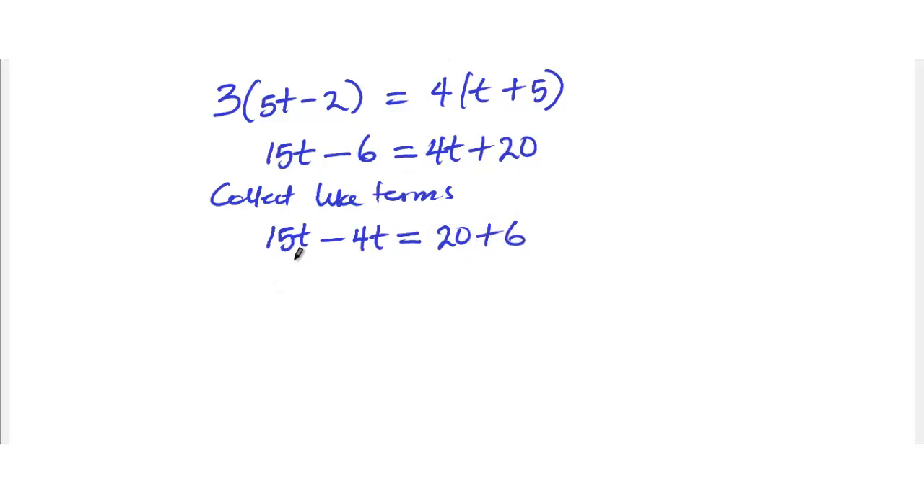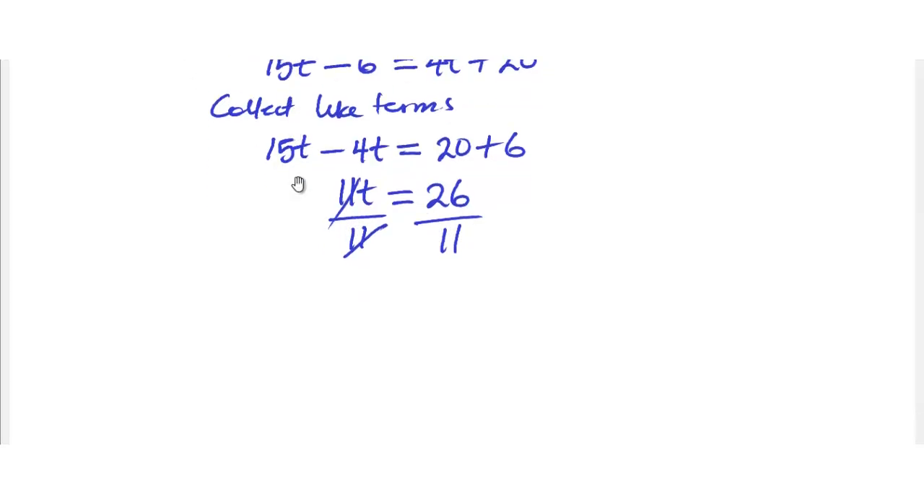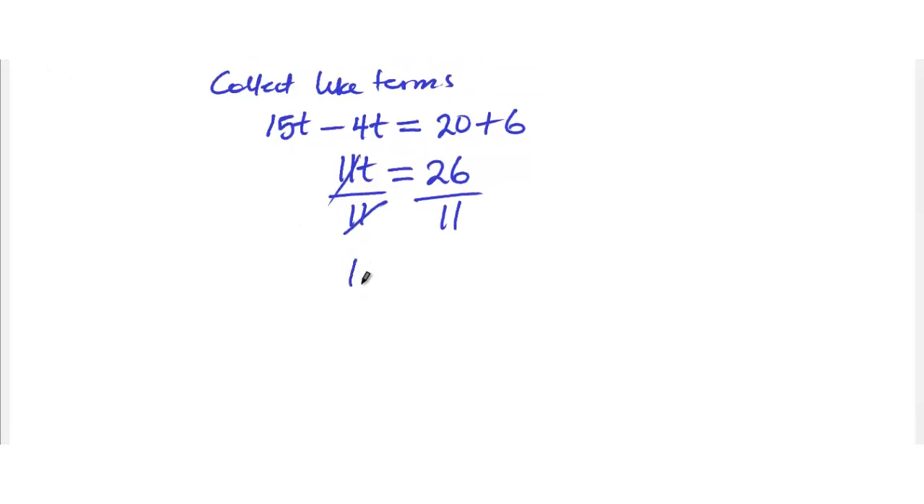Okay, so 15t minus 4t will give me what? 11t. So this gives me 11t will now be equal to 20 plus 6, that is what? 26. So we can divide both sides by the coefficient of t, which is 11. 11 cancel 11. So what we have at the end of it is what? T equals 26 over 11. But this is an improper fraction. So we need to take it back to a proper, mixed fraction equivalent.